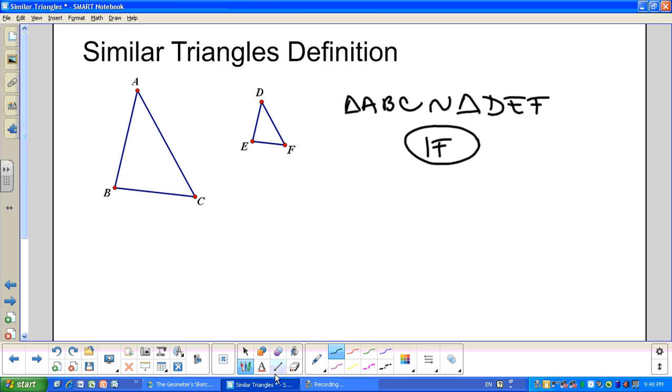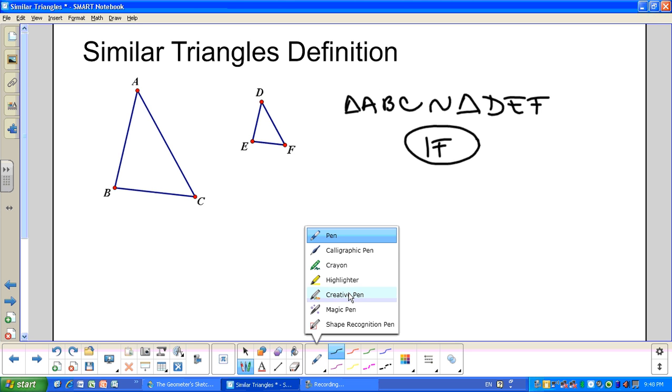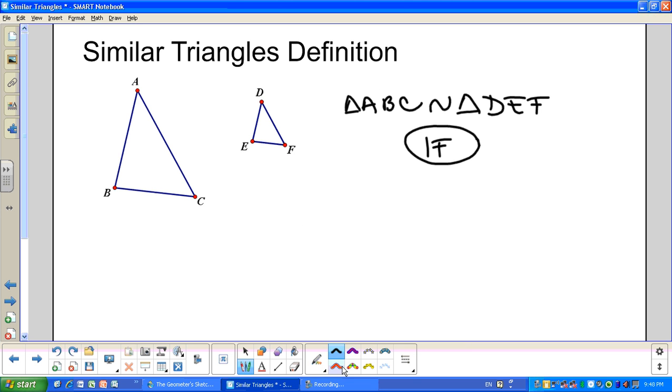Going back to maintaining the same ratio, I am going to pick my creative pen and let's pick angle A. This angle A, do you see, must be the same as angle D. Then angle B will be the same as angle, guess which one? Angle E, you guessed right. And of course, the last one is angle C, that will be the same as angle F.